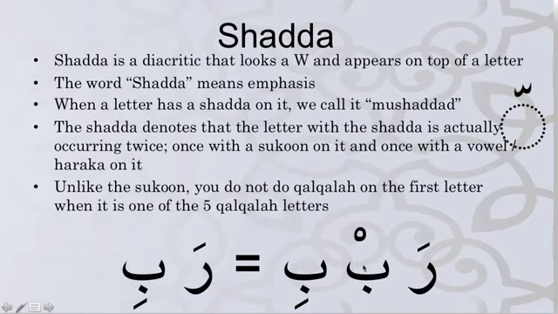Ba kasra, bi: rabbi. This is equivalent to ra fatha, ba shadda, rab, ba kasra, bi: rabbi. But in this case, this occurring sukun, this ba sukun, ba sakin, that is occurring in this shadda, we do not do qalqala on this ba sukun. So this is ra fatha, ba shadda, rab, ba kasra, bi: rabbi. Okay? So that's a shadda.